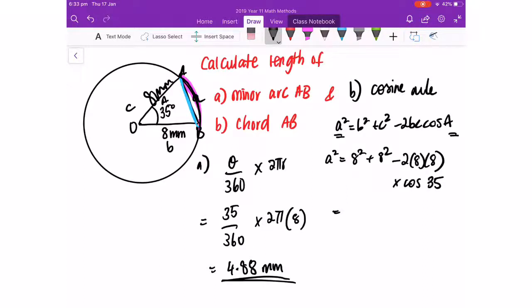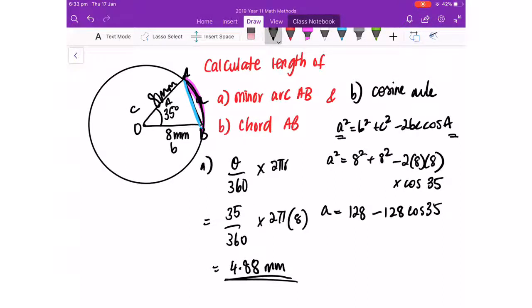Alright, so let's keep going. 8 squared is 64. 64 plus 64 is 128. Take away 8 times 8, which is 64, and times that by 2, which is 128 again. And then after that, I'm going to times by cosine 35. After this I'm just going to square root everything. So I'm going to go square root right there, and then I'm going to solve it.